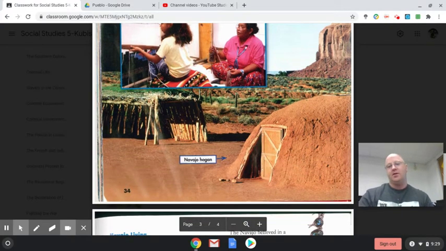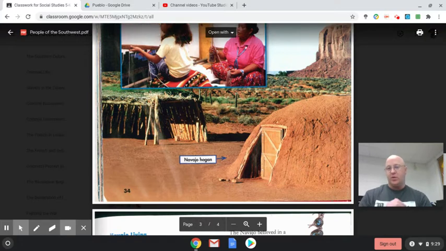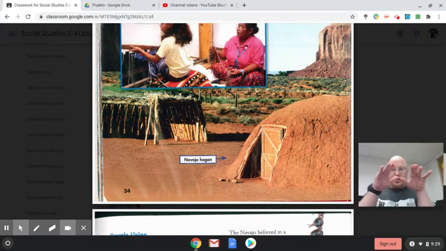And this right down here in the bottom, this is the hogan. This is where they lived. So they'd take wood, sticks to make the frame, and then they'd compact dirt, sod, which is a grass and soil combination, on top to make that.